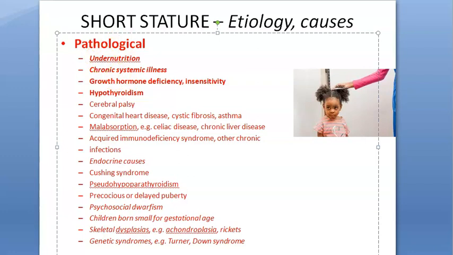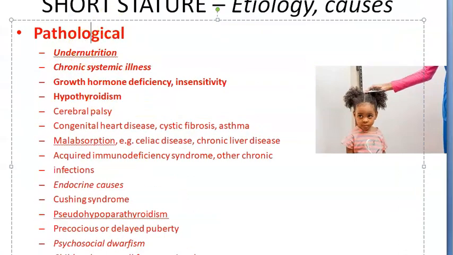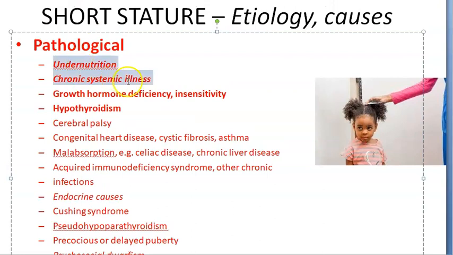Pathological means main things that the textbook wants you to learn is undernutrition, chronic systemic illness. They have some illness, not getting enough nutrition. Chronic systemic illness, not at all nice to hear. Growth hormone deficiency, insensitivity. The growth hormone is not putting any effect on them. Hypothyroidism, very important because hypothyroidism not just affects growth, it can affect the brain, right? A lot of things. So, these are the main 4 you have to remember. Apart from this, what and all will you write? Cerebral palsy, that is an insult, right, to the brain. Then congenital heart disease is there.